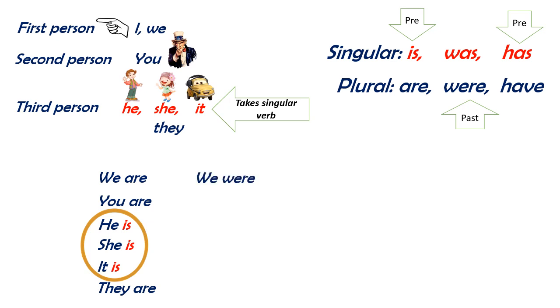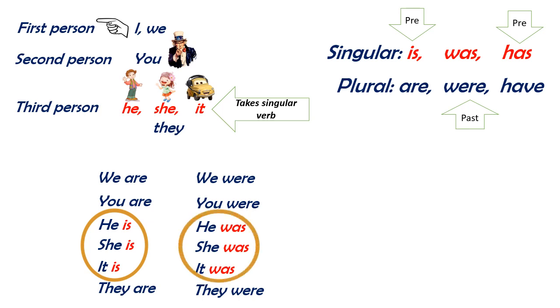Read with me. We were, you were, he was, she was, it was, they were. Here also only the third person singular he, she and it takes the singular verb was.